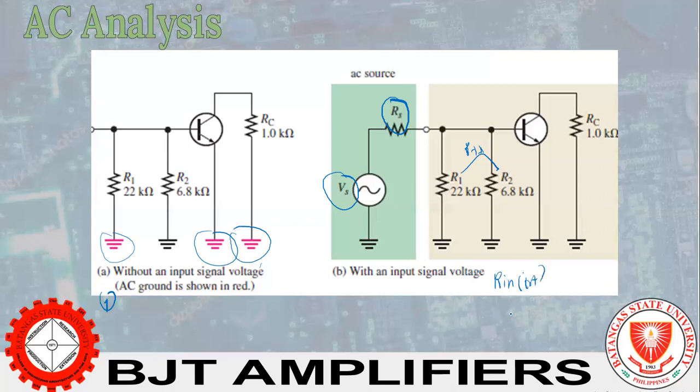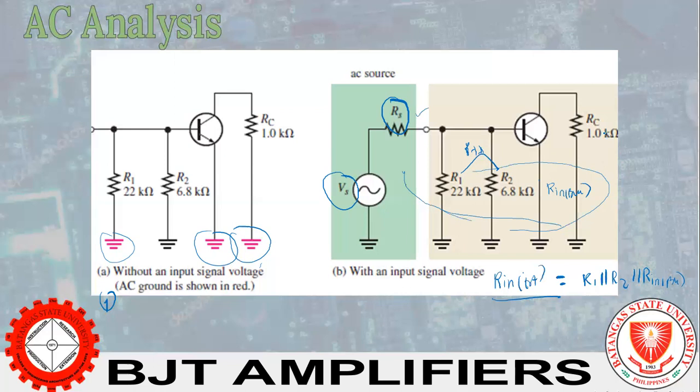Okay? So, yung R in base, nandito yung R in base. Yan. May computation yan. So, yung combination nitong tatlo, yun yung R in total. Hindi kasama itong RS. Ito lang. Yung R1, R2, at saka yung R in base. So, pag pinagparallel natin silang tatlo, yun yung R in total. Yun yung pang looking back resistor. Yun yung R in total natin.